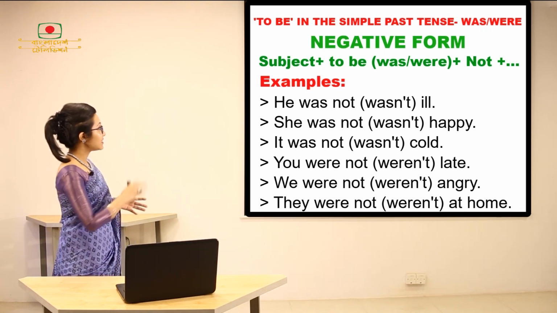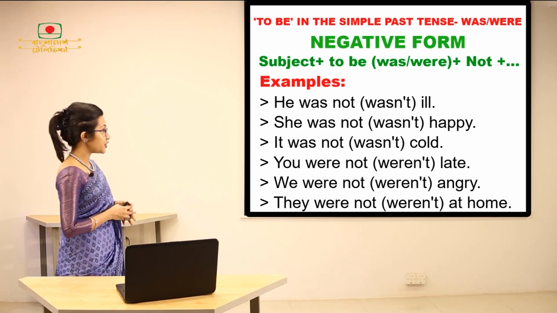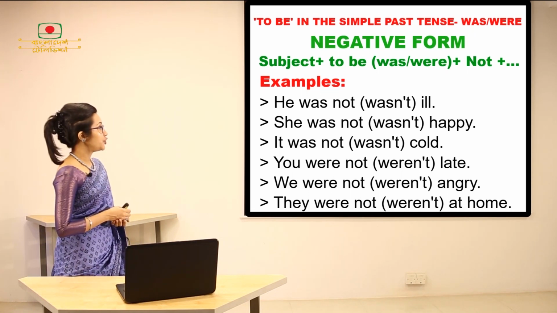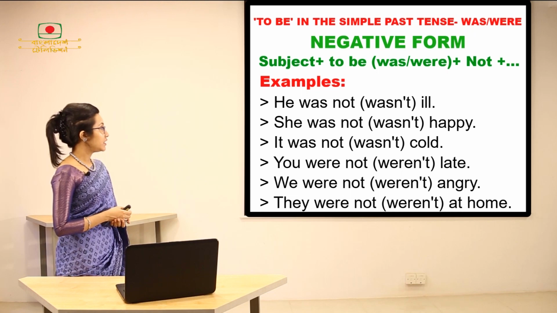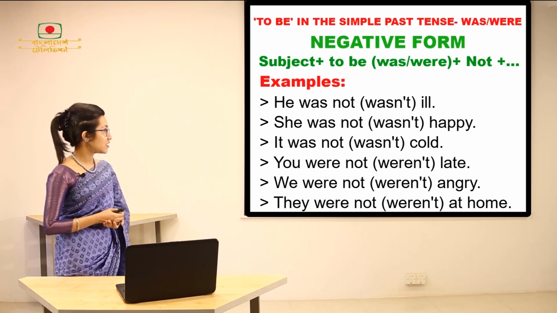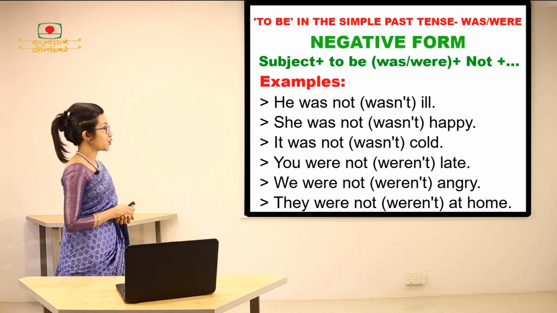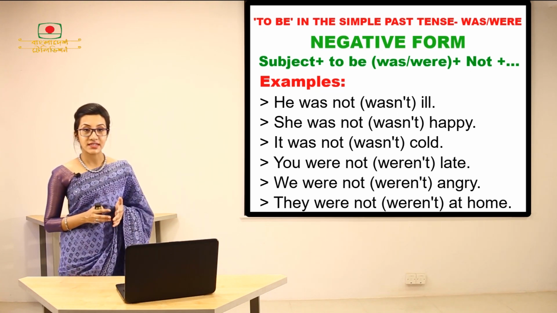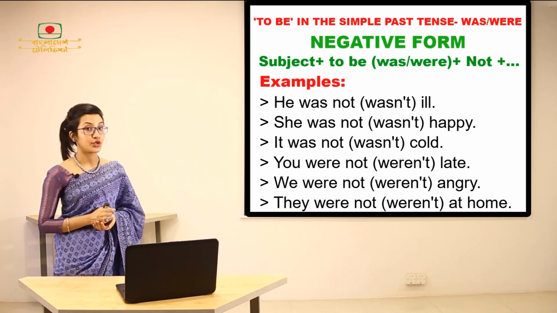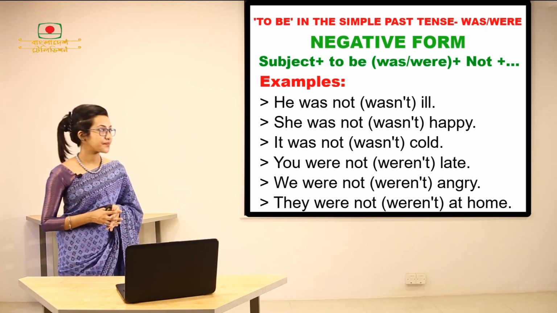For example, the same sentence "he was ill" has been made negative by writing "he was not ill" or "he wasn't ill." She wasn't happy, it was not cold, you were not late, we were not angry, they were not at home. In all these cases, the short form or the contraction form has been given in the bracket. If you want to use the short form, you can, but do not forget to use the apostrophe.